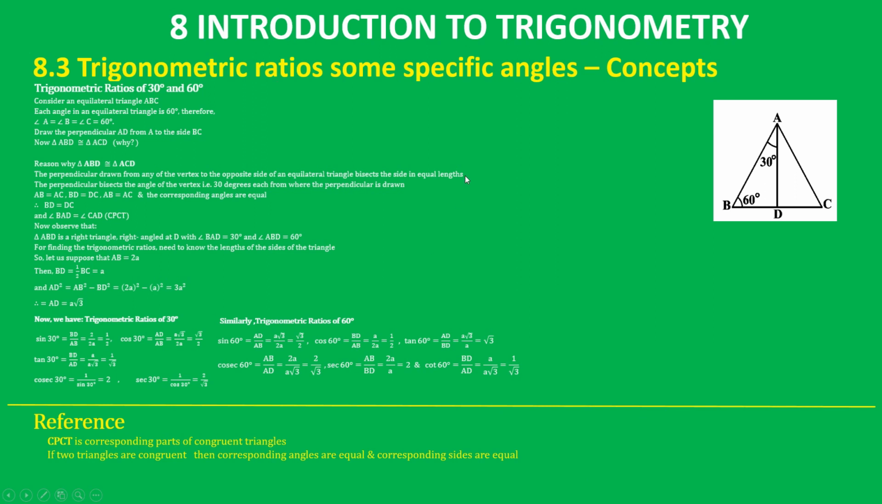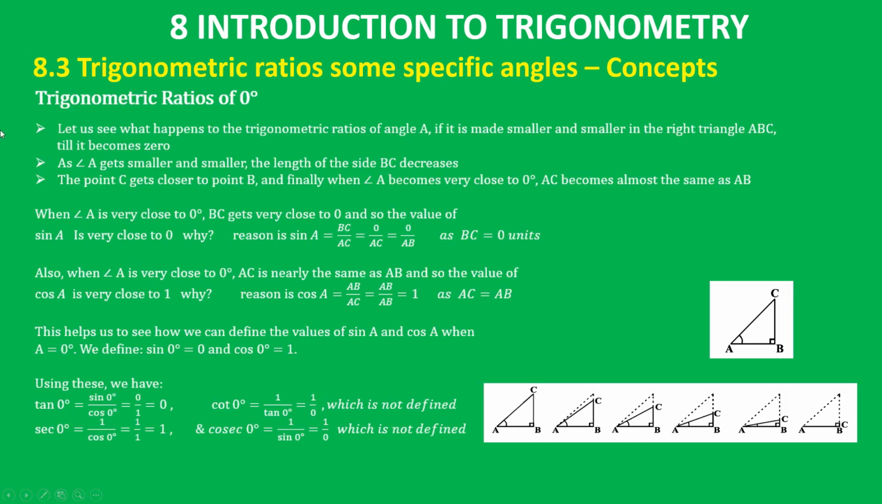Okay. So we have completed what? 30 degrees, 60 degrees, and in the previous slide we have completed 45 degrees. Now we will go to the next one. Trigonometric ratios for 0 degrees.